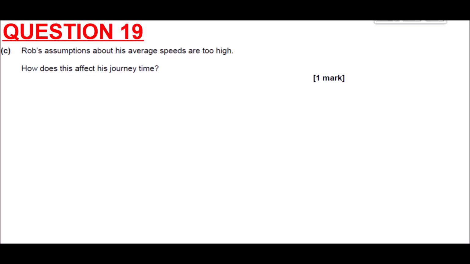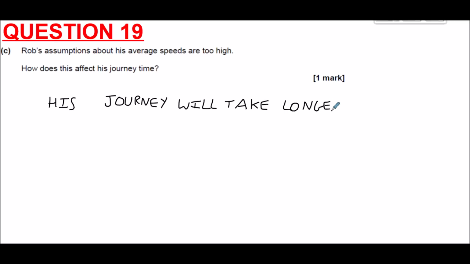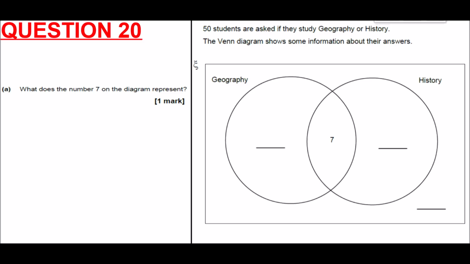And part C, it says Rob's assumptions about his average speeds are too high. How does this affect his journey time? Well, if his assumptions about his speed are too high, that means in reality he's going to be travelling slower. If he travels slower, his journey will take him longer. And so how does this affect his journey time? It means his journey will take longer. So that's what we need to write down for question 19, something along those lines.